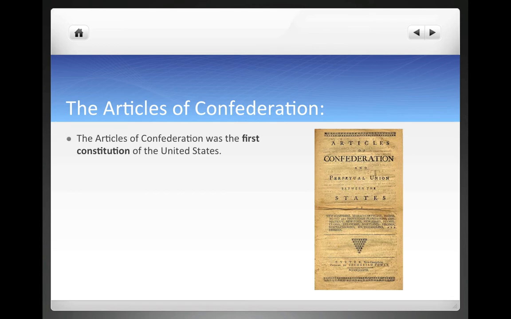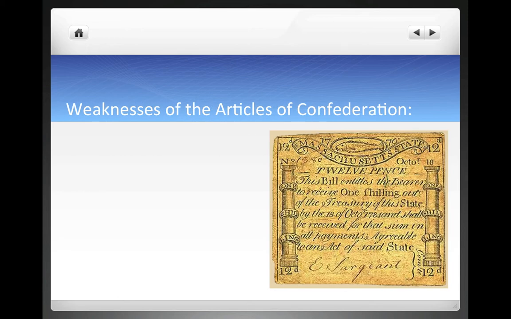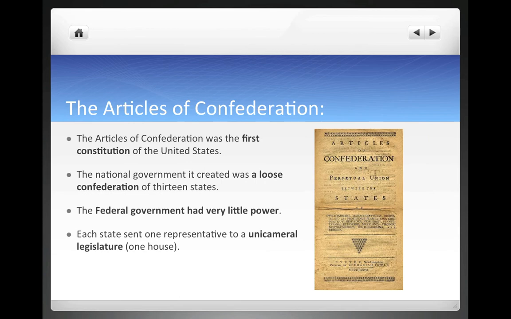Okay, the Articles of Confederation was the first constitution of the United States. The national government it created was a loose confederation of 13 states. It was not the federal system that we all know today. The federal government had very little power. And each state sent one representative to a unicameral legislature. That is, it had one house of Congress. And by the way, each state had one vote, so they were equal in that respect, regardless of size.